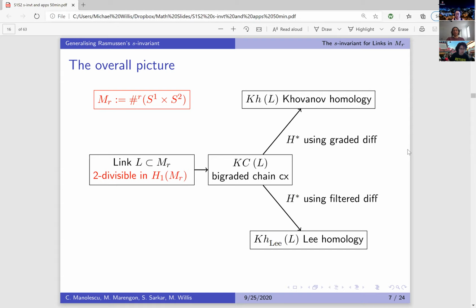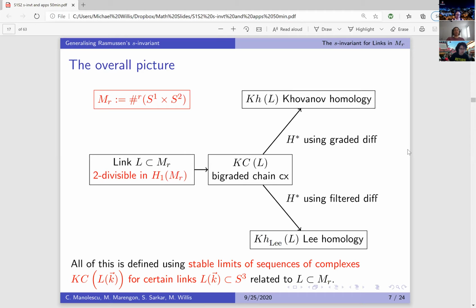But from such a link, as long as your link is two-divisible, you can build a Khovanov chain complex. Again, it's bigraded, and it has a graded differential that gives you what we would call homology for this link. But you can also add a term that increases quantum grading, or internal grading. And then if you take homology with respect to this filtered differential, you get what we would call Lee homology for the link. And this time around, everything is defined using stable limits of sequences of Khovanov-style complexes for certain links in the three sphere that are related to your link, right? So somehow your link is sitting in some S1 cross S2s, but from your link in S1 cross S2, you're going to build a new set of links in the three sphere, take all the Khovanov complexes for those links, and take some kind of limit, a limiting sequence of these.